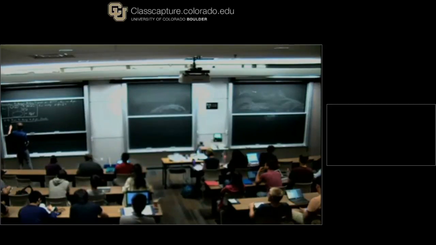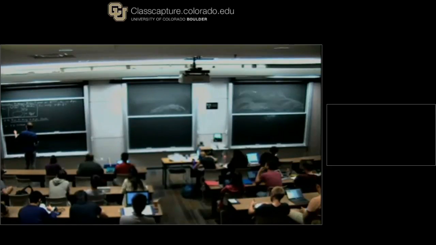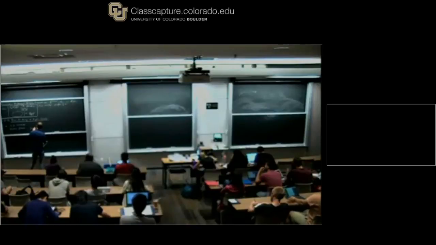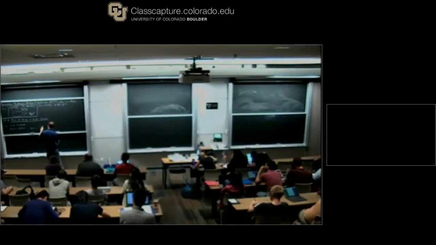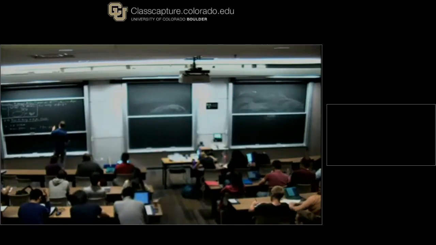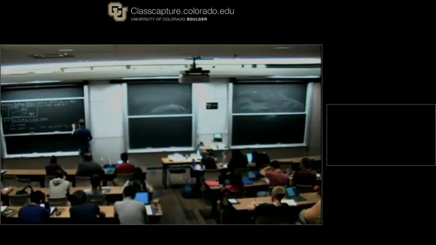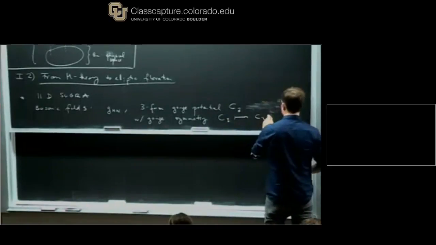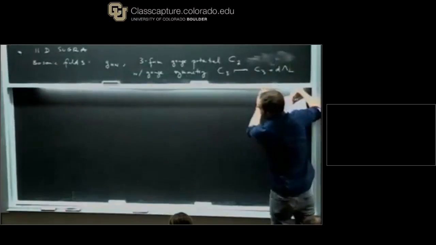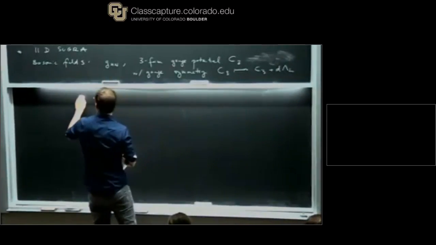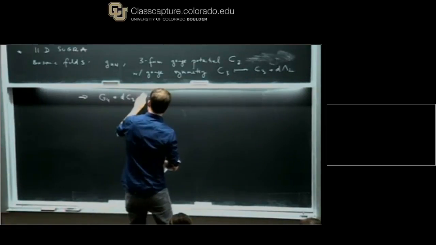So we consider 11-dimensional supergravity with bosonic field content: the 11-dimensional metric G_MN, and the three-form gauge potential. This is crucial. The three-form gauge potential C3 enjoys a gauge symmetry, C3 goes to C3 plus d lambda 2, so it's a higher-form gauge potential, and consequently the field strength G4 equals dC3 is gauge invariant, clearly.